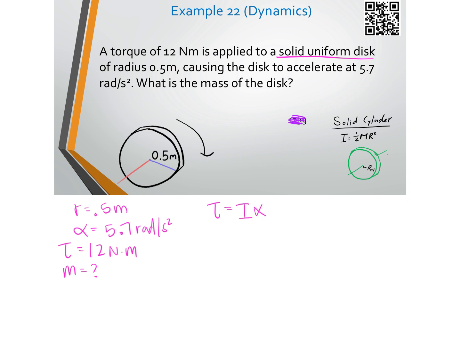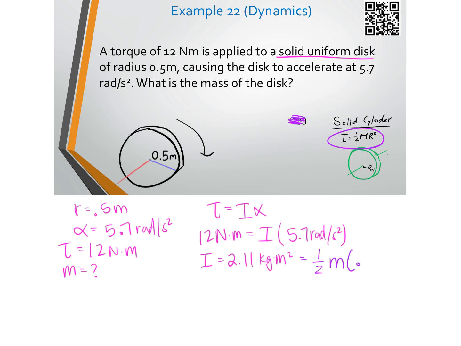We were given our torque as 12 Newton meters. Moment of inertia we don't know and can't solve yet. 5.7 radians per second squared would be our alpha. And so we get a moment of inertia of 2.11. Remember the units here are kilograms times meter squared. Once we have that value, now we can start looking at this one. Moment of inertia equals 1/2 times m times r squared.